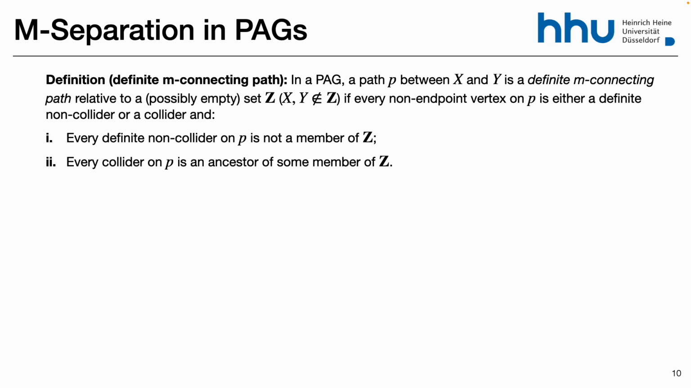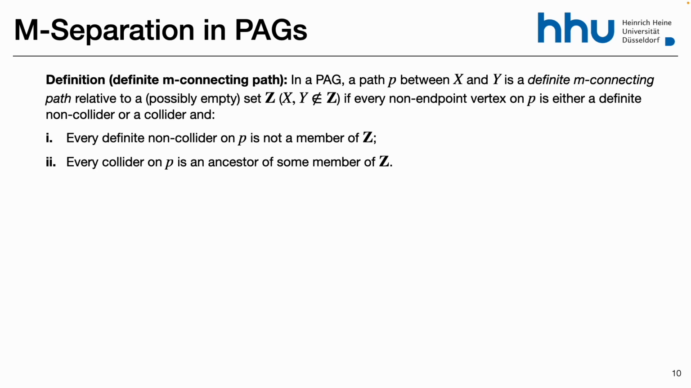Before, a path is blocked if at least one non-collider is in the conditioning set. And here is just another way of saying that every non-collider is not a member of Z. So if I put at least one there, I will make it blocked. So just remember the same definition as before. A definite non-collider, if it's included in the set Z, makes the path blocked. Now, every collider on P is an ancestor of some member of Z.